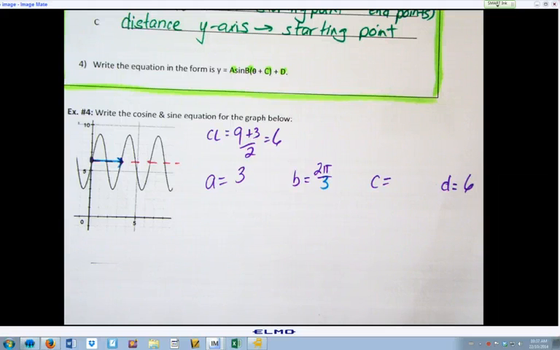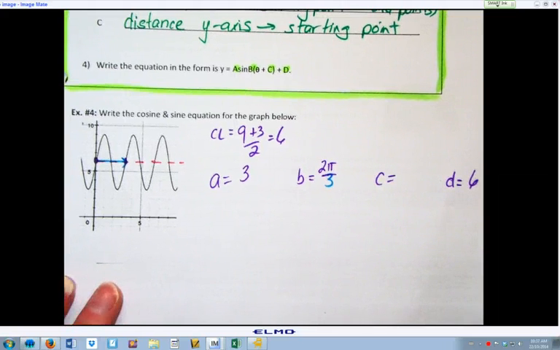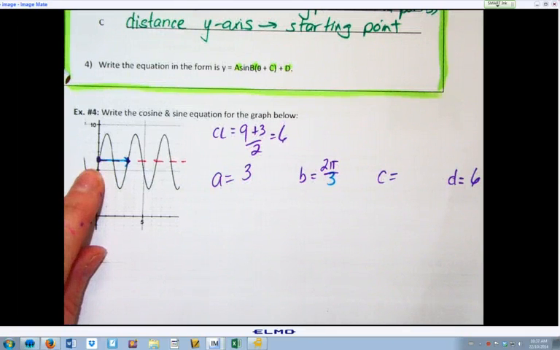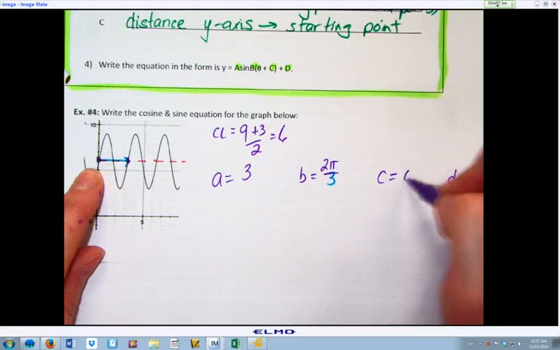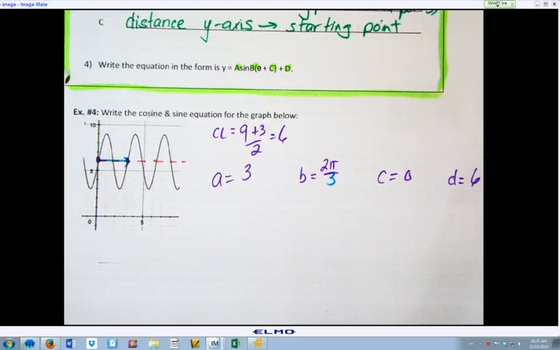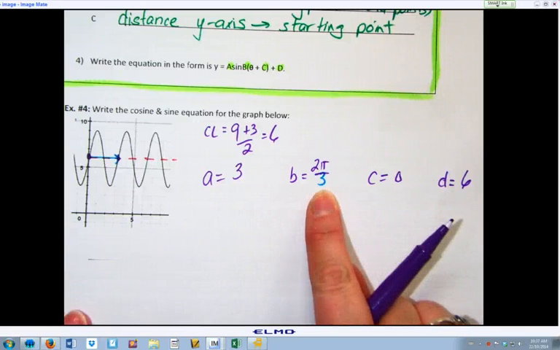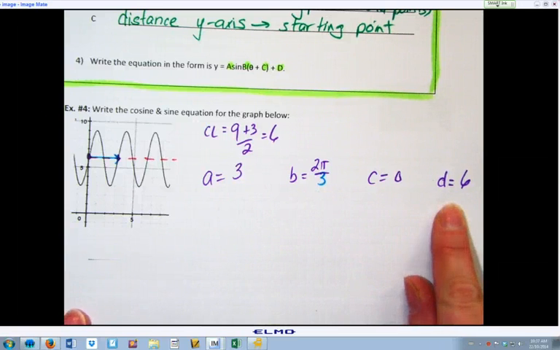C is always the one that causes the most problems, and I don't know why. C is how much you've shoved the graph over. So have you pushed it side to side? We're looking from the y-axis to the starting point. The starting point is on the y-axis. What does that mean? Yeah, we didn't move it side to side. We left it exactly where it was. So this means we stretched it vertically, we squished it in horizontally, and we moved it up 6 units.